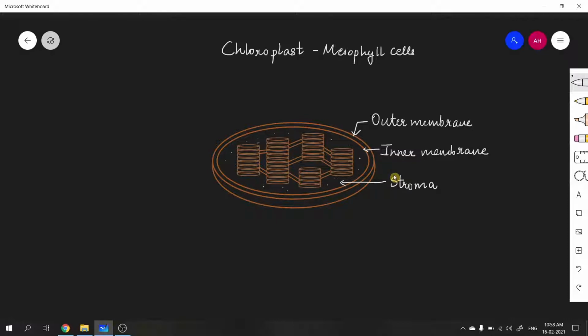Now this stroma consists of the ribosomes. Let me show the ribosomes here. It also has the presence of DNA. As we know, chloroplast is a cell organelle that has its own DNA. It is a self-replicating cell organelle, along with mitochondria. So it has its own DNA, and it has its own ribosomes as well.